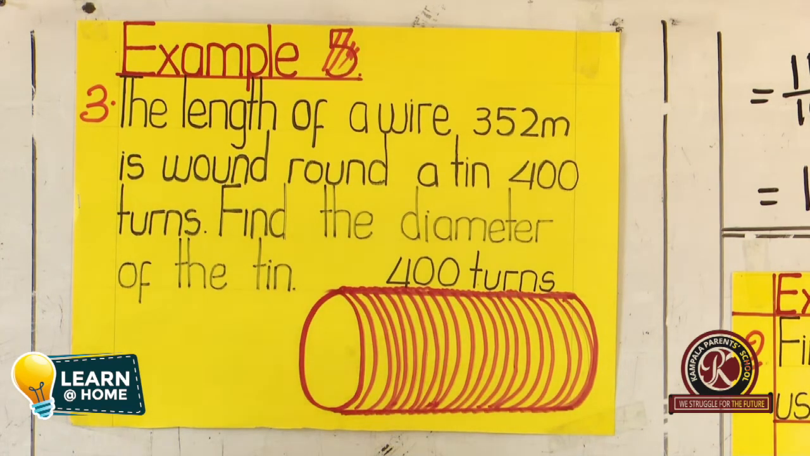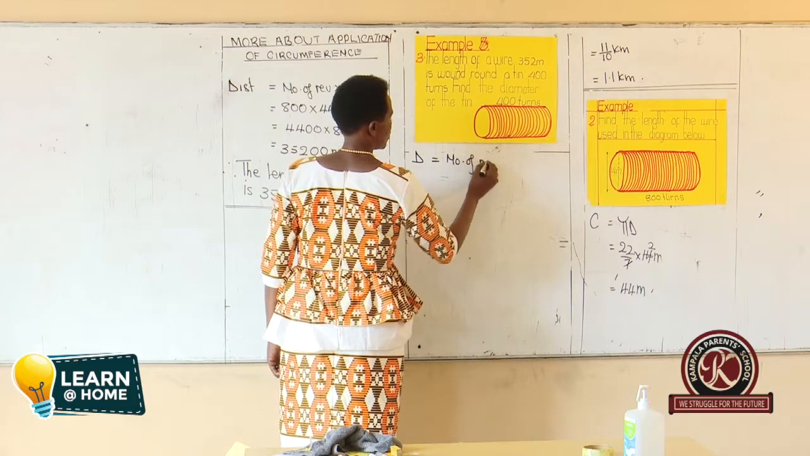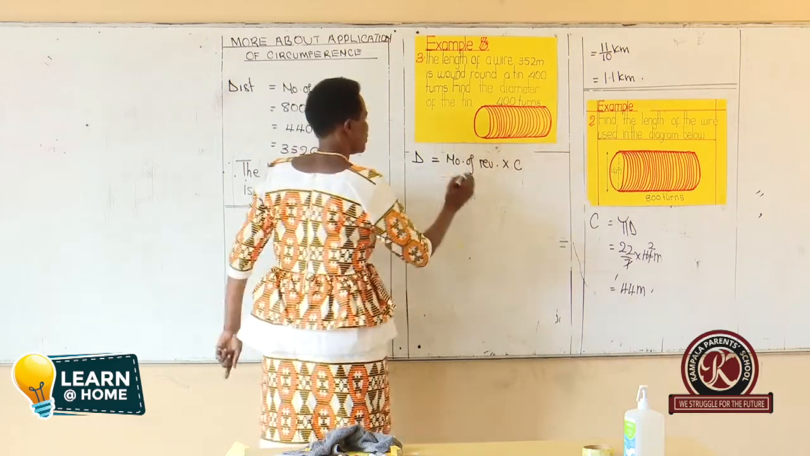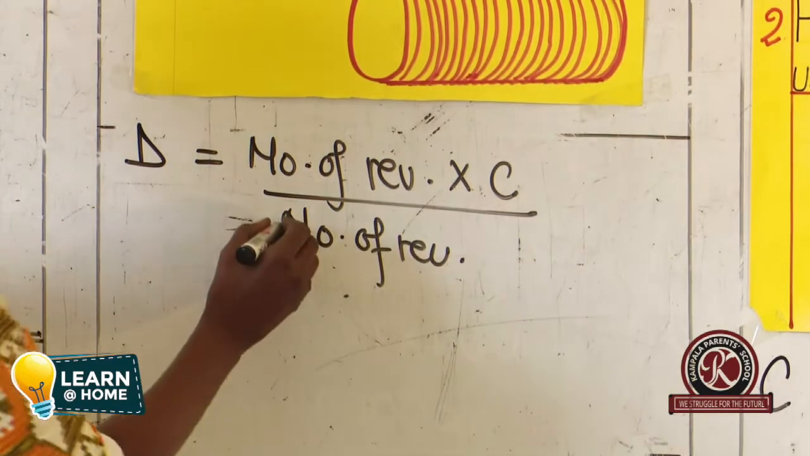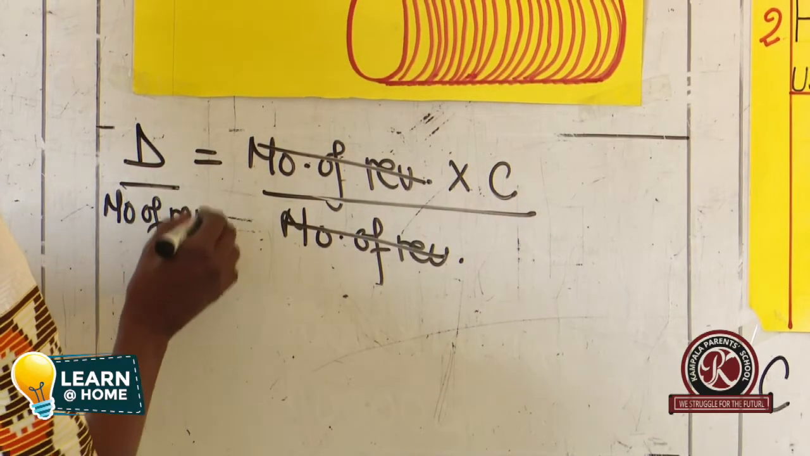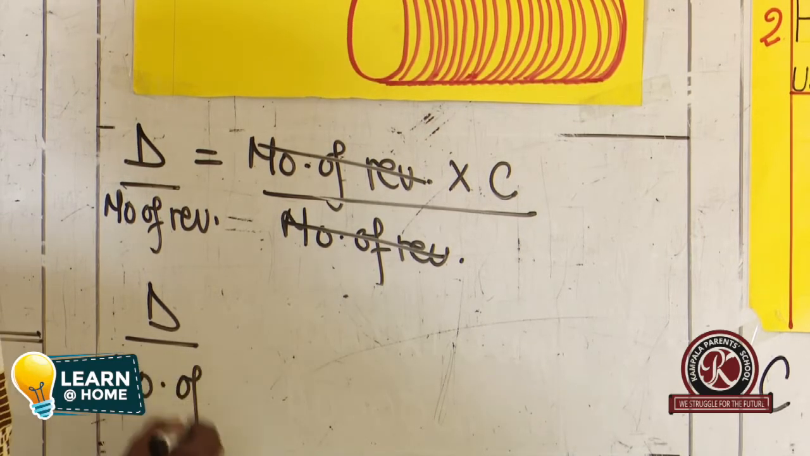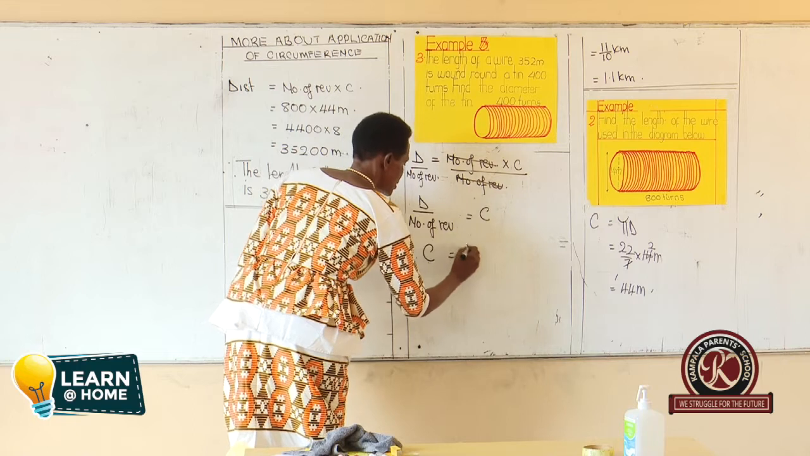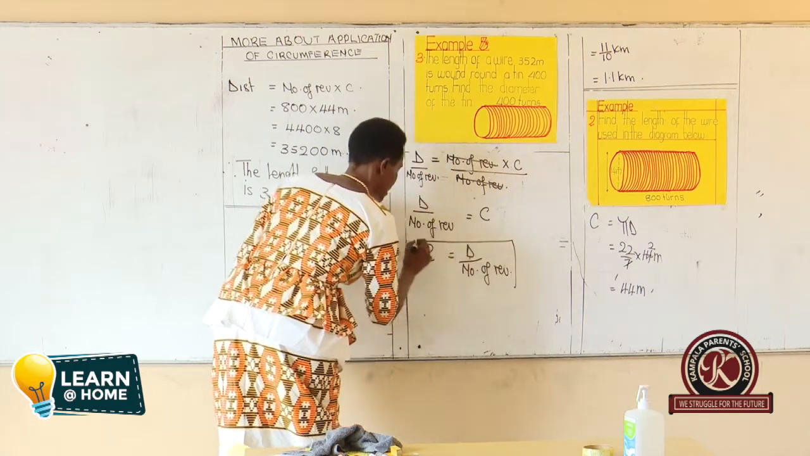We are going back to our formula. We are now saying distance equals number of revolutions times circumference. So if we want to remain with circumference on one side, what are we going to do? We divide both sides by the number of revolutions. So we cancel this with that. Here also number of revolutions. So that we have distance out of number of revolutions equals circumference. Therefore, circumference equals distance divided by the number of revolutions. This is the formula for getting the circumference.